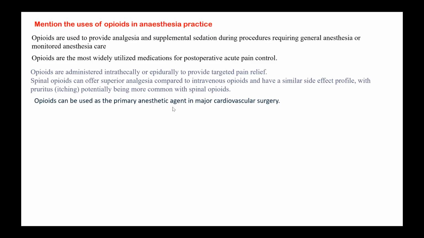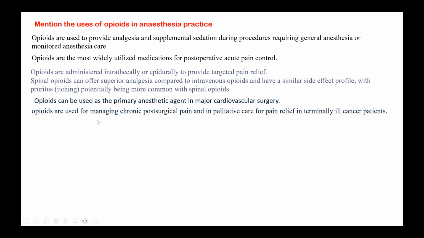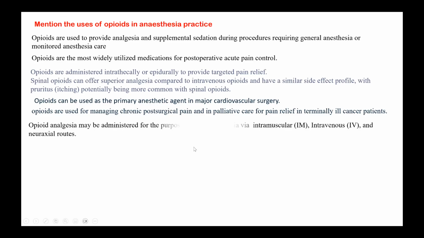in major cardiac surgeries. And that is where you get the muscle rigidity and the respiratory breath holding and all those things. Chest wall rigidity is the most common side effect of such massive doses of fentanyl when it is given as a part of the opioid-based anesthesia technique. And they are used for managing chronic post-surgical pain as well as palliative care for pain relief in terminally ill cancer patients.